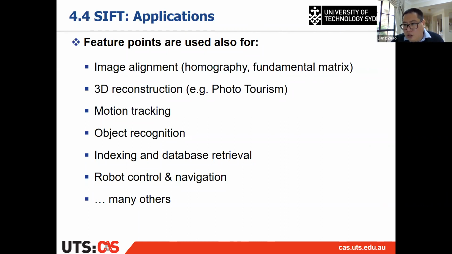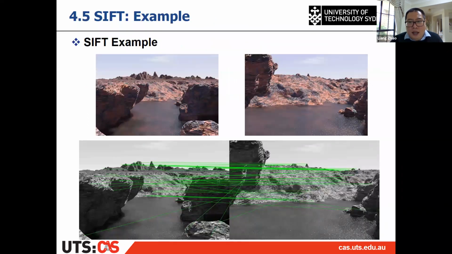Also, if you remember, when we introduced stereo vision, there was triangulation, right? Triangulation is what we use to calculate the 3D feature location. But before that, we need to know the corresponding projections of the same feature on the two images. This can be done by using SIFT as well. A lot of people also use it for motion tracking, object recognition, robot control and navigation. So there are a lot of applications of SIFT.